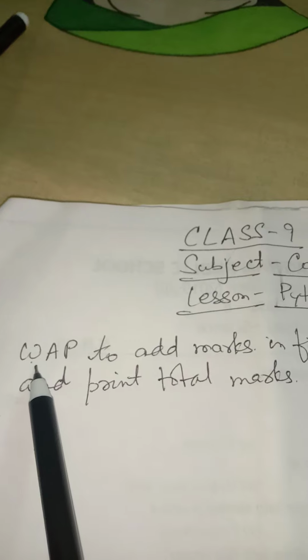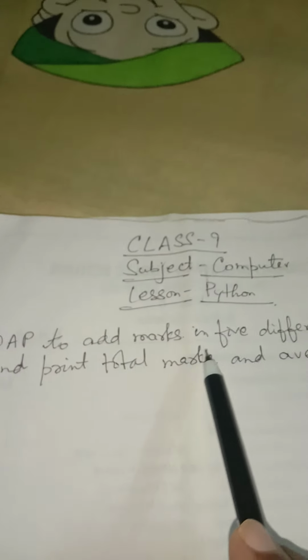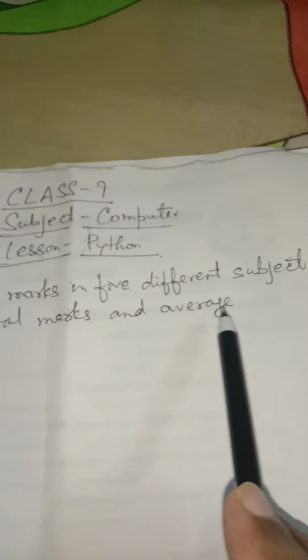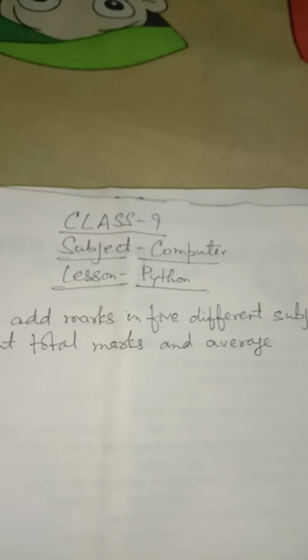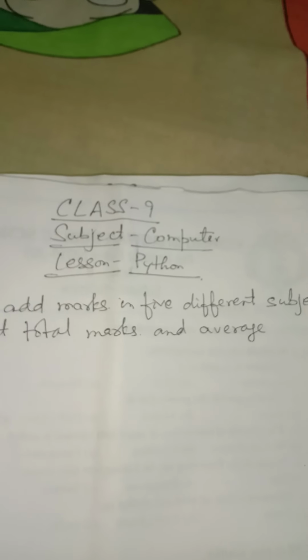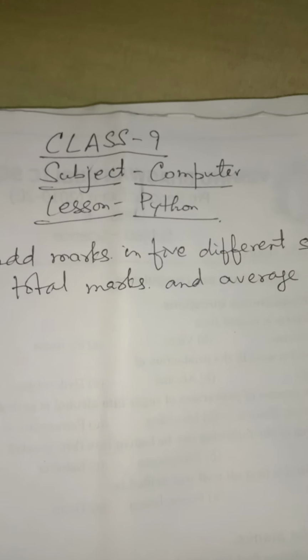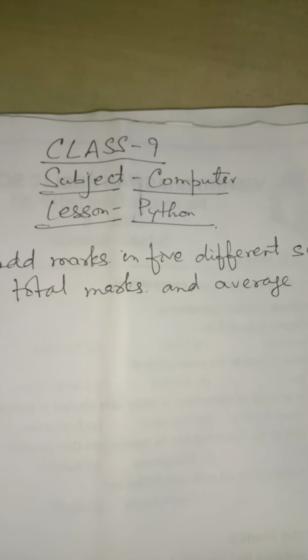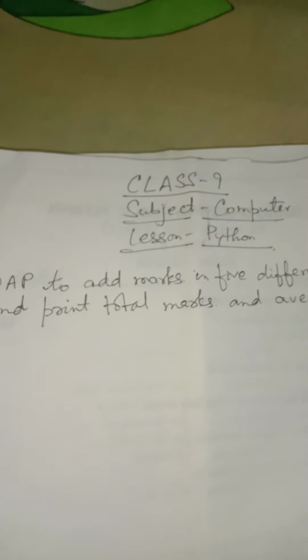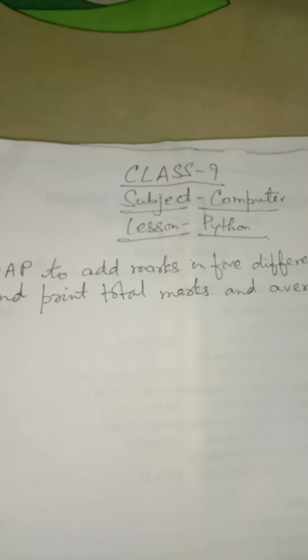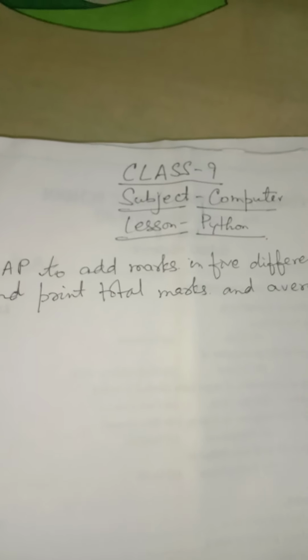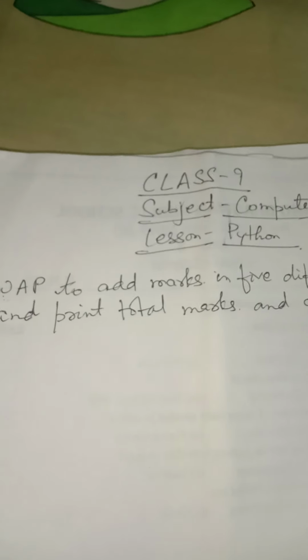So we are going to make a program. We have been told to write a program to add marks in 5 different subjects and print the total marks and average of it. So now the first thing that comes in our mind is that for 5 different subjects we generally need 5 different variables in which we will be storing the marks of 5 different subjects. Now there will be another variable to print the sum of all the marks, and then a variable that we will be using to find the average. So let's begin our programming.